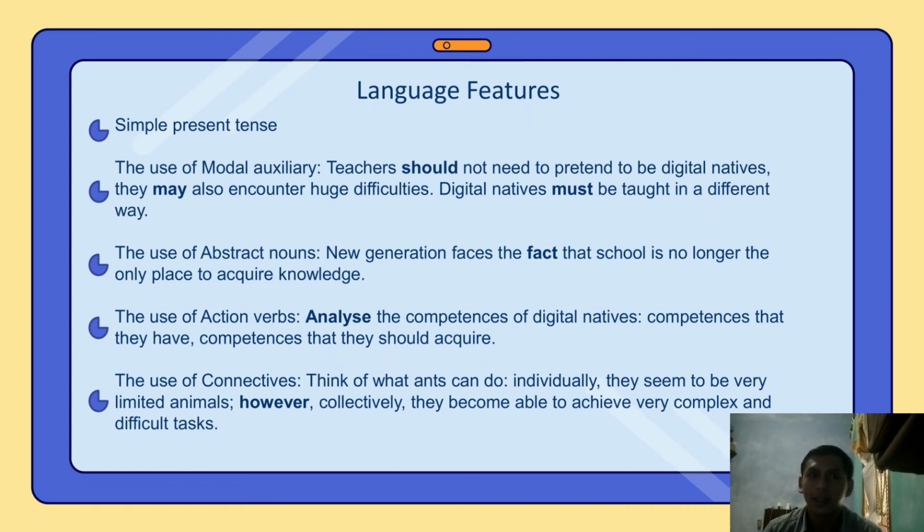And last, the use of connectives. Think of what ants can do. Individually, they seem to be very limited animals. However, collectively, they become able to achieve very complex and difficult tasks.